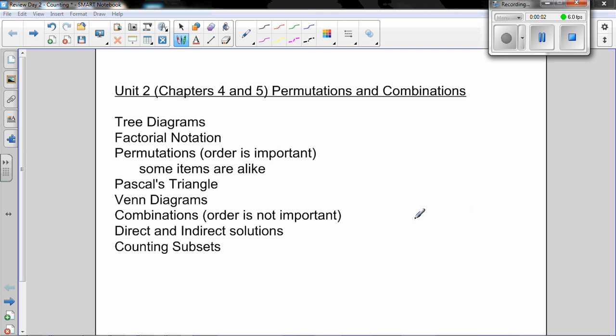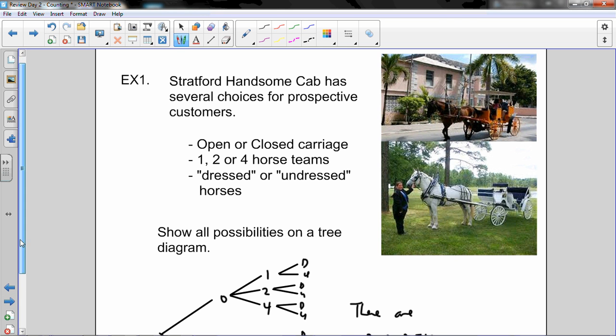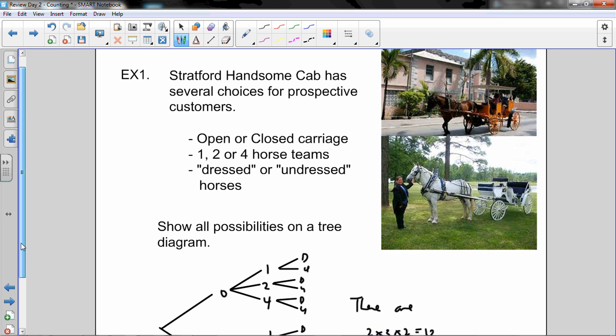Alright, our Unit 2 video is on counting, chapters 4 and 5, permutations and combinations, and there were a lot of different things that we were introduced to in this unit. There they all are. Anything specific of note? I don't think so. Let's get into some examples. And again, we're stuck with the horse and buggy examples, but it's kind of fun, really.